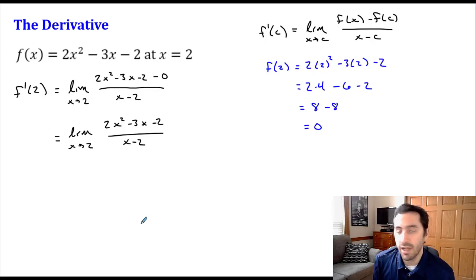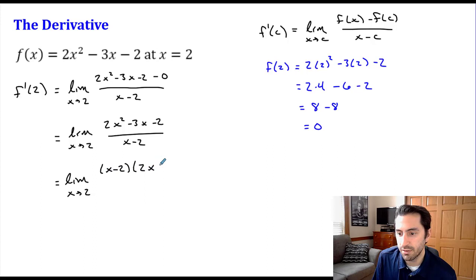So I notice I can't just plug in 2. That would give me an indeterminate form. So let's try and simplify. And let's start by factoring the numerator. In factoring the numerator, we end up with x minus 2 times 2x plus 1, and this is still over x minus 2. And that works out because now I have this common factor that will simplify.